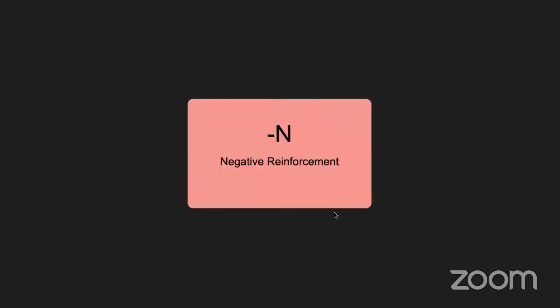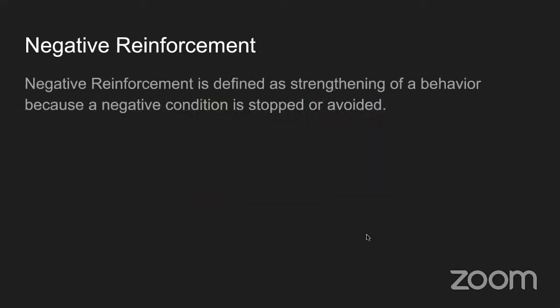On the other side, negative reinforcement works exactly the opposite of positive reinforcement, right? So negative reinforcement basically is defined as the strengthening of a behavior because a negative condition is stopped or avoided. Okay, keep this in mind. Negative reinforcement is not penalizing for taking a wrong action, but it's actually incentivizing for avoiding a wrong action.